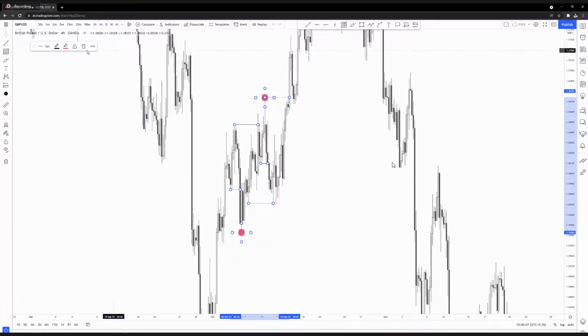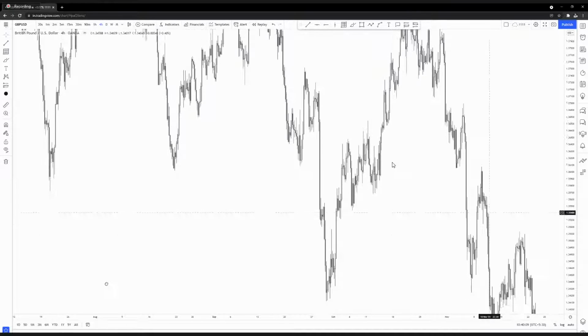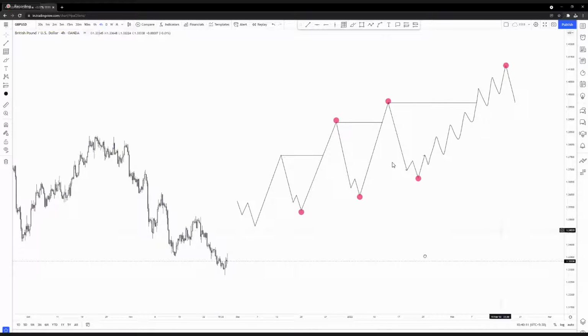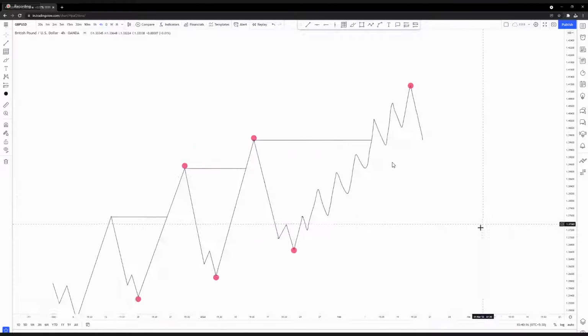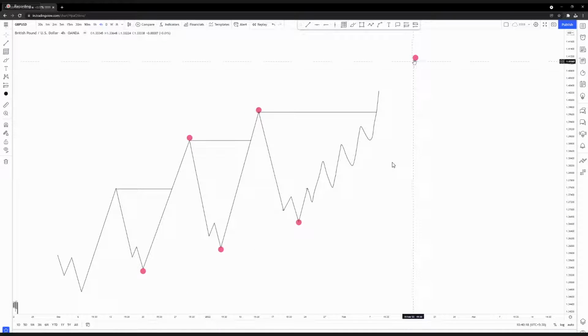Okay, so let me delete this. So something like this is what you want to see. A swing low getting broken. That is what confirms the trading range.